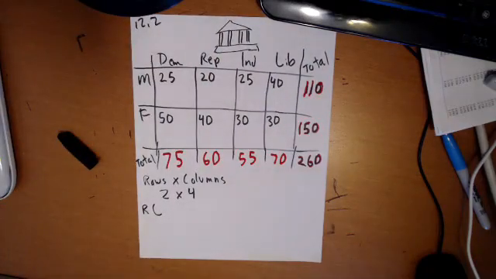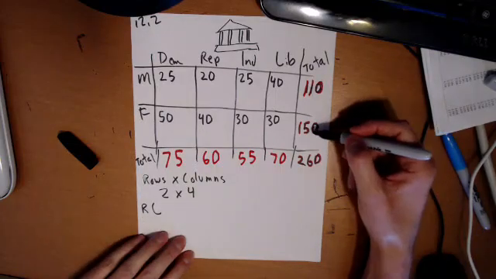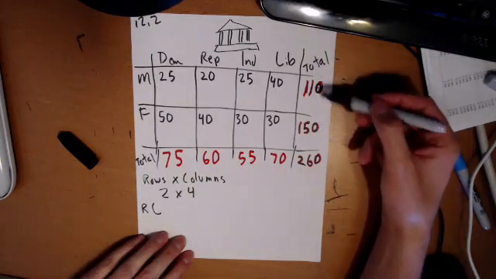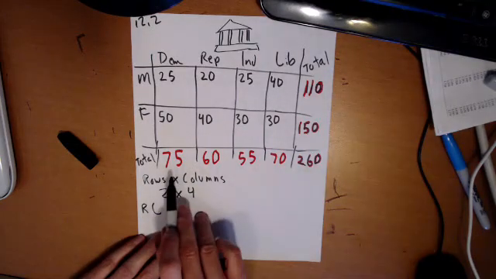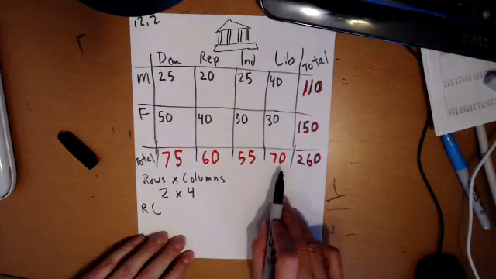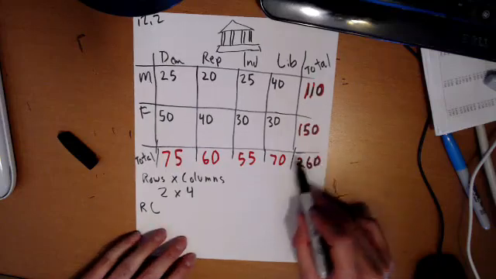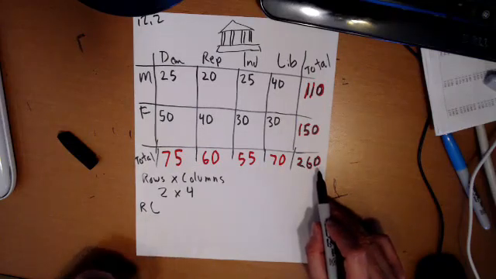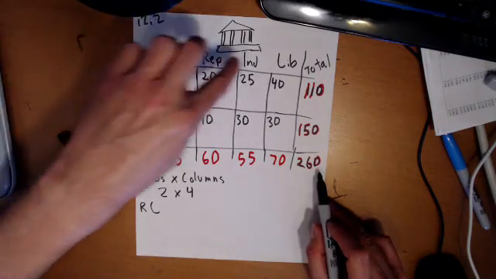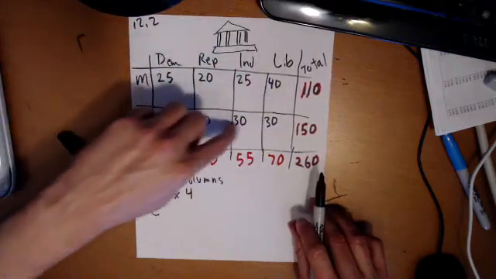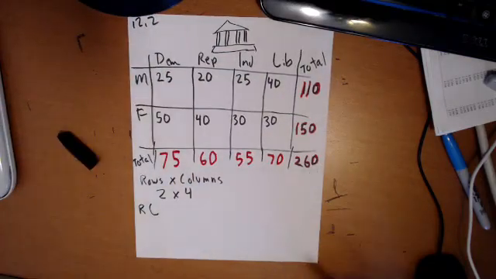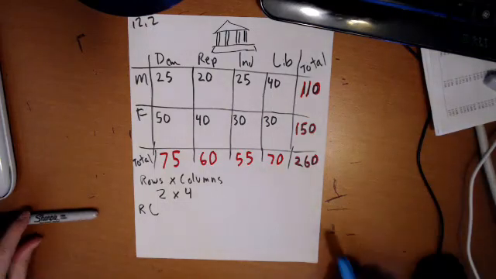See, I got distracted. Okay, so I went ahead and I got the row totals of 110 and 150. I got the column totals of 75, 60, 55, and 70. And then this is called the total, 260. So of the 260 people, they were either male, female, Democrat, Republican, Independent, Libertarian, and they fell into one of these 8 bins.